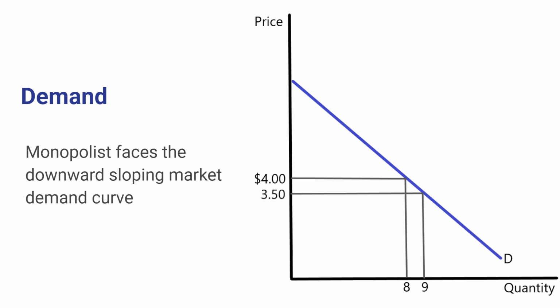A monopoly firm can either choose the price it's going to charge or the quantity. Once it chooses one of those, though, the other is determined by the demand curve. If the firm chooses a price of $4, it sells 8 units of output. If the firm chooses a price of $3.50, it sells 9 units of output. Alternatively, if the firm wanted to sell 8 units of output, it would charge $4. If it wanted to sell 9 units of output, it would have to charge $3.50.